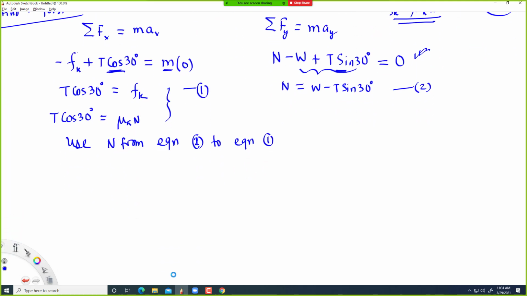So let's do that. We have T cosine theta is equal to mu k N, and N is W minus T sine 30 degrees. Now all we need to do is put T on one side and everything else on the other side, because we want to find T. So why don't you guys do that? Solve this and tell me what expression you get for T.